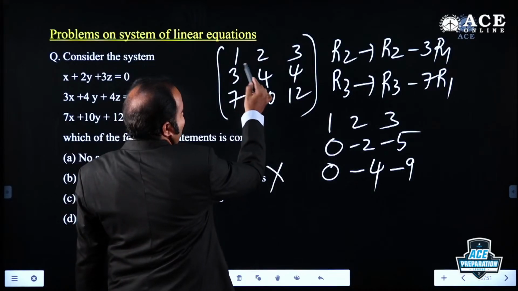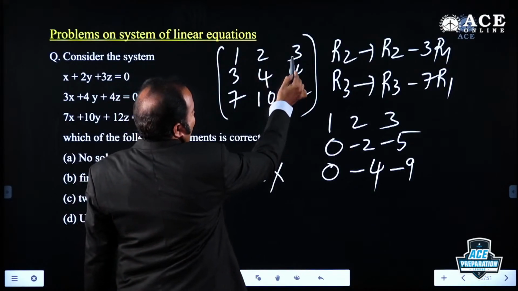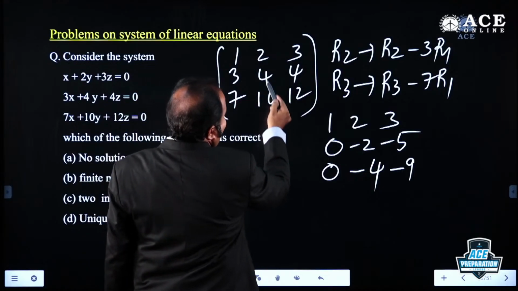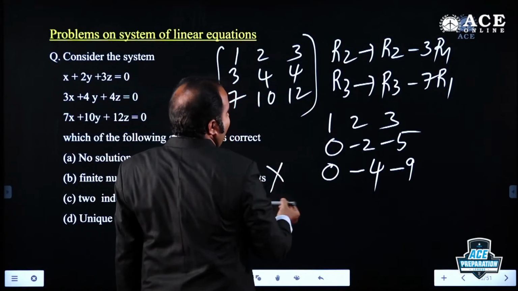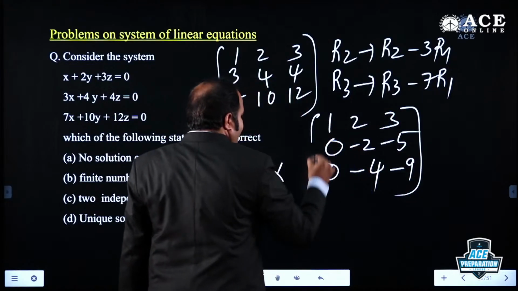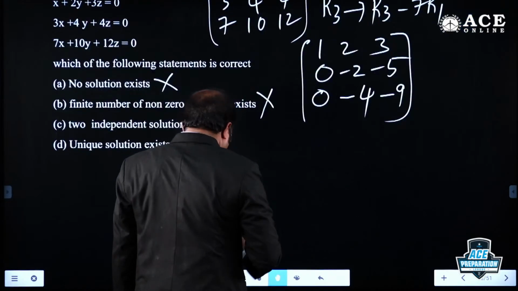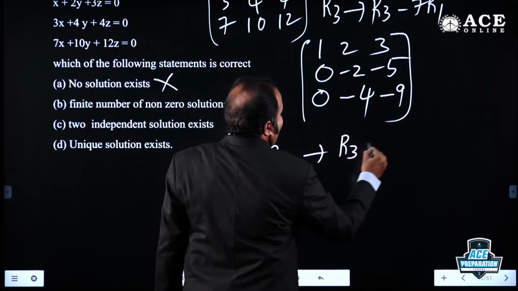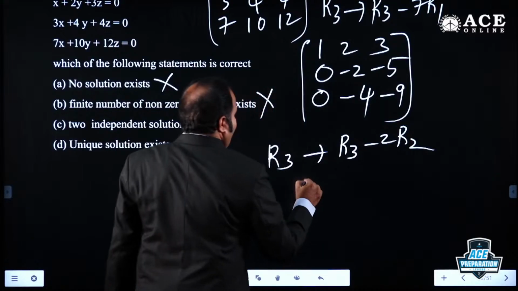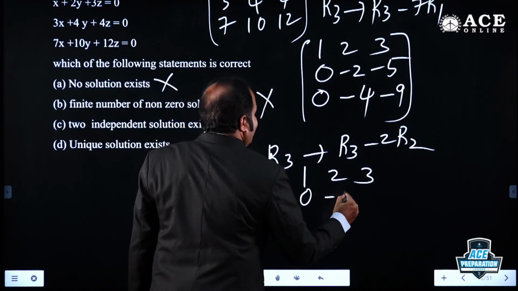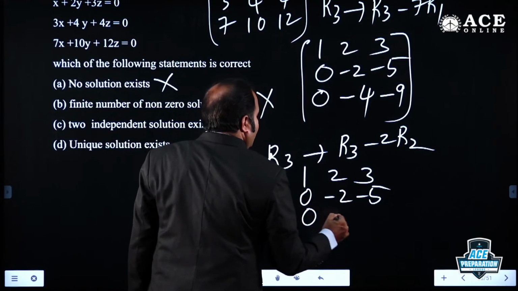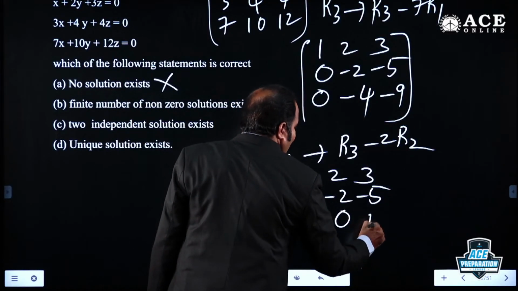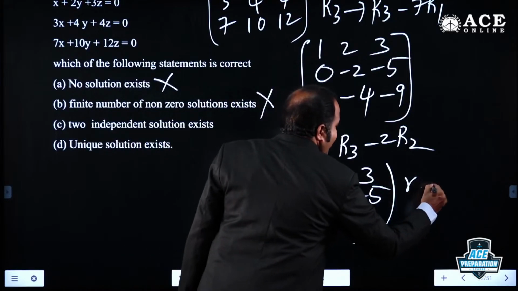R2 minus 3R1: 3 minus 3 is 0, 4 minus 6 is minus 2, 4 minus 9 is minus 5. 7 minus 7 is 0, 10 minus 14 is minus 4, 12 minus 21 is minus 9. Look, the next step is what? R3 changes to R3 minus 2 times R2. So 1, 2, 3; 0, minus 2, minus 5; 0, 0, minus 9 plus 10, which is 1. So very clear, rank of A equals 3.